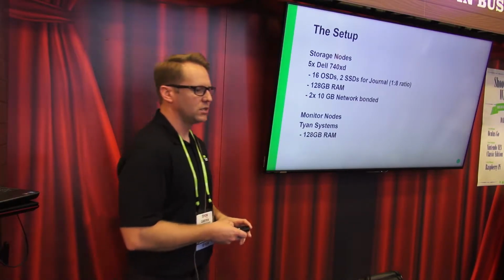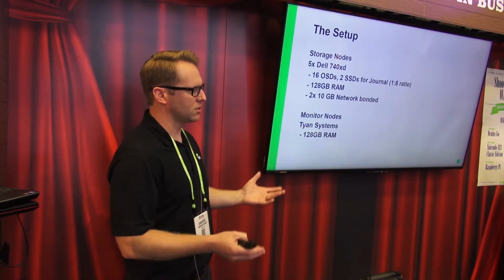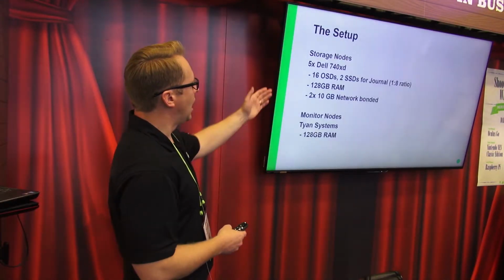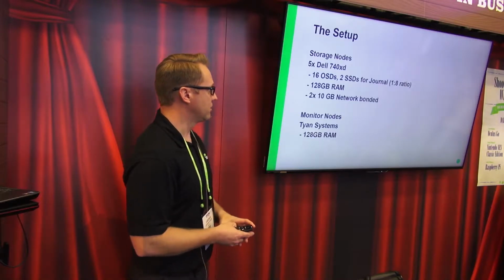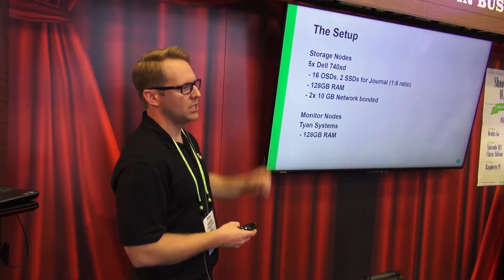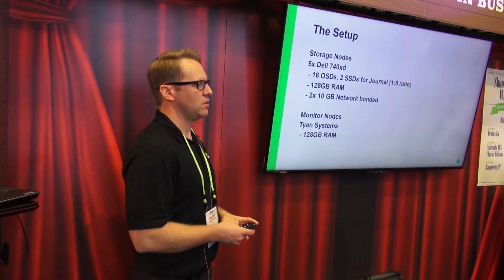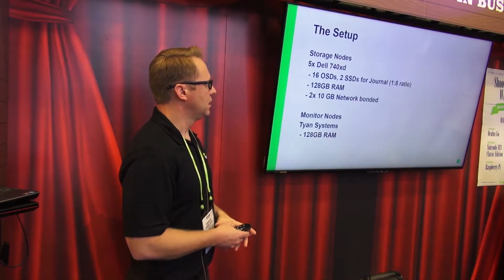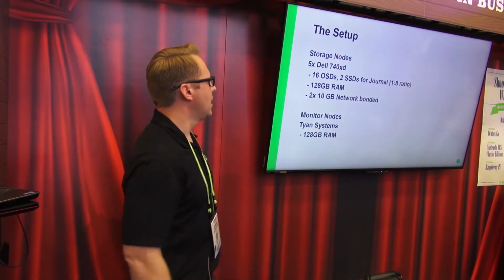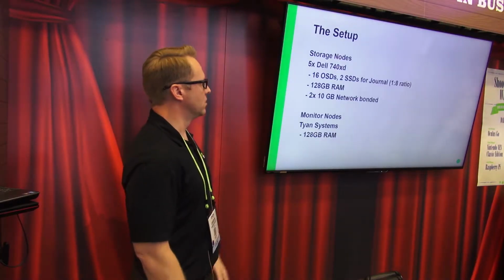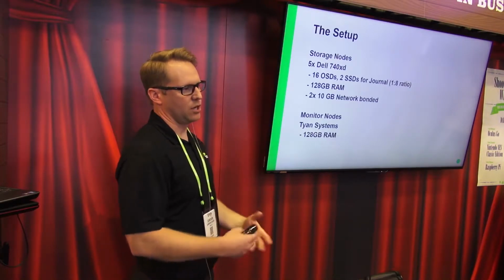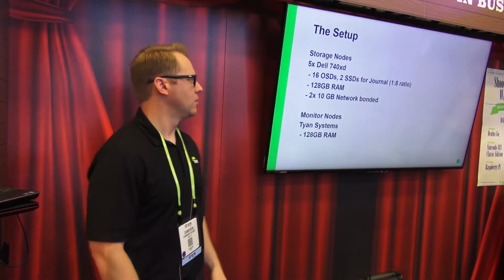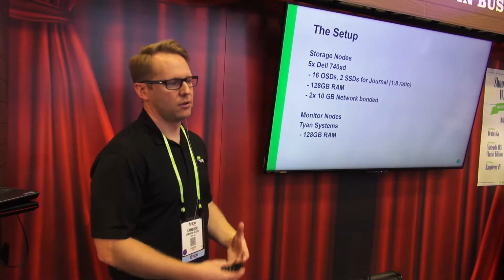The setup that we used in this really small scenario, which actually performed quite well, surprisingly, given the hardware that we had. We were using Dell 740 XDs for the storage. We were only doing 16 OSDs on it. We were pairing that with 2 SSDs, so we're doing a hybrid setup with the SSDs for journaling. So we had a 1:8 ratio there. 128 gigabytes of RAM on each one of those nodes, which really for those ones was actually a little bit overkill. And then we had 10 gig network cards on there, and those were bonded together.